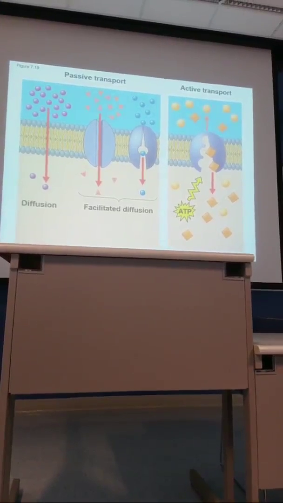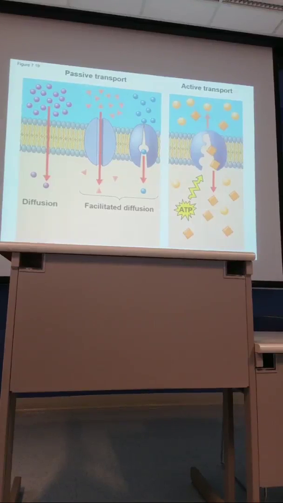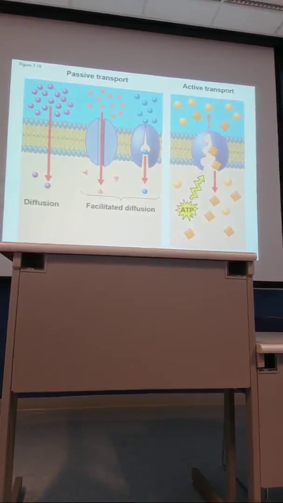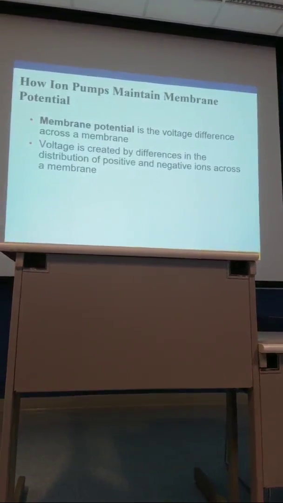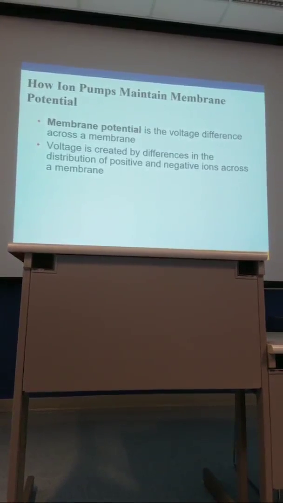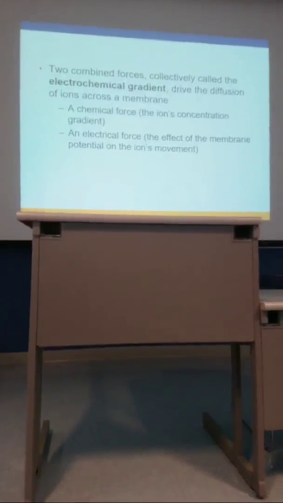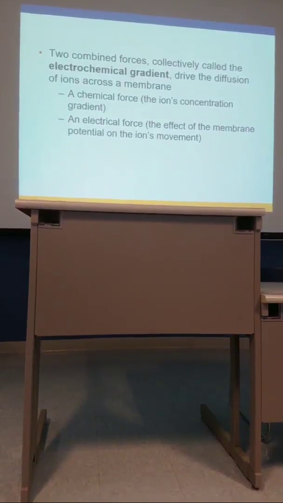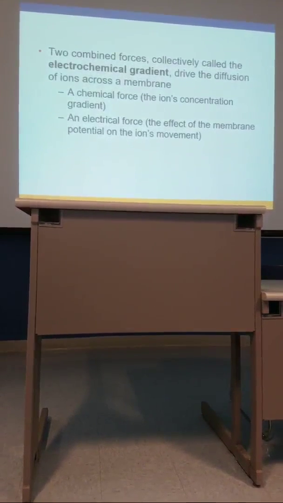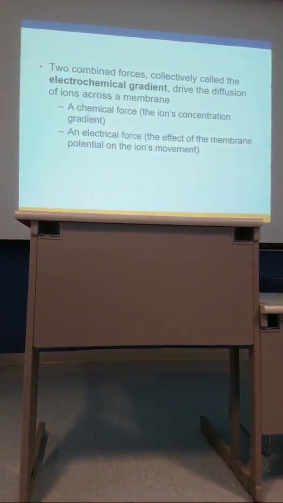So this shows passive transport and then active. Remember the difference between passive and active. Active requires ATP. This shows you the membrane potential I was talking about, which is the voltage difference across the membrane. Voltage is created by differences in the distribution of positive and negative ions on the membrane. Two combined forces are collectively called the electrochemical gradient. Remember, chemicals, these elements, atoms, have charges. They can make a gradient.